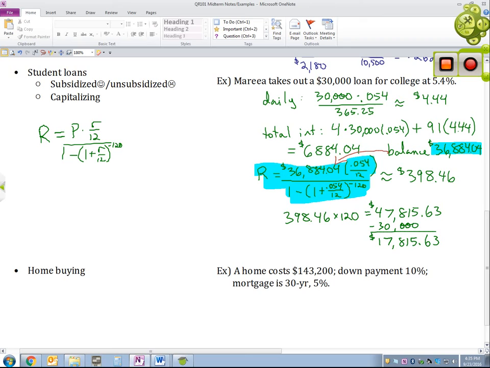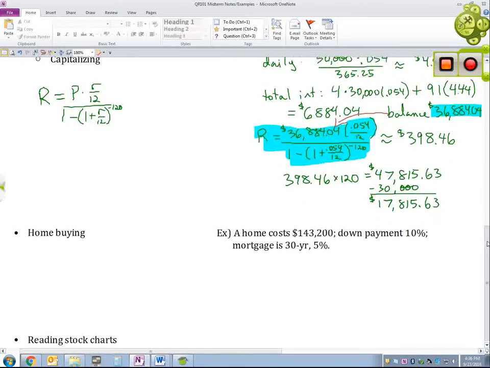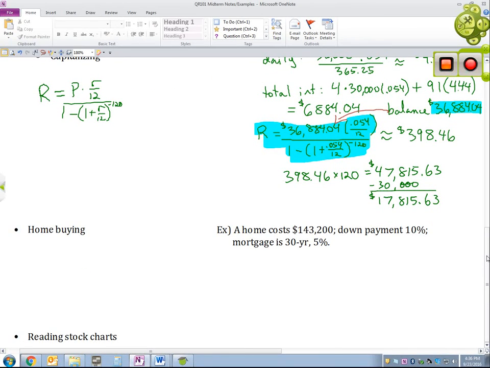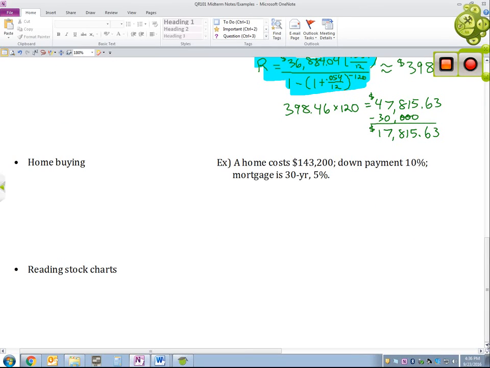All right, let's look at a home buying example here. Buying a home. For this example, a home costs $143,200. The down payment is 10% of that. The mortgage is a 30-year loan fixed at 5%. First thing we need to do is figure out how much is being financed. In other words, how much do the buyers owe on the home after the down payment.